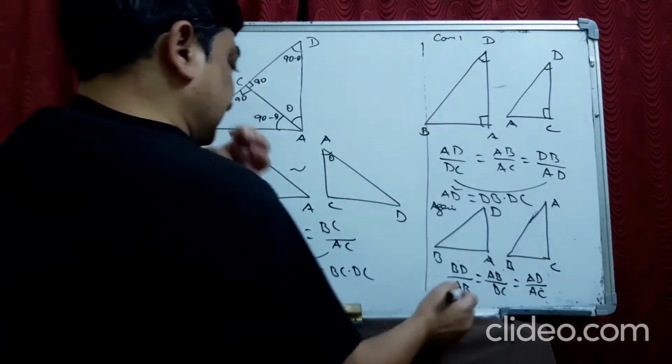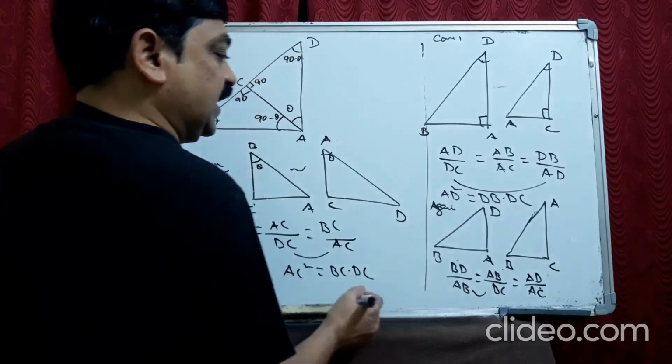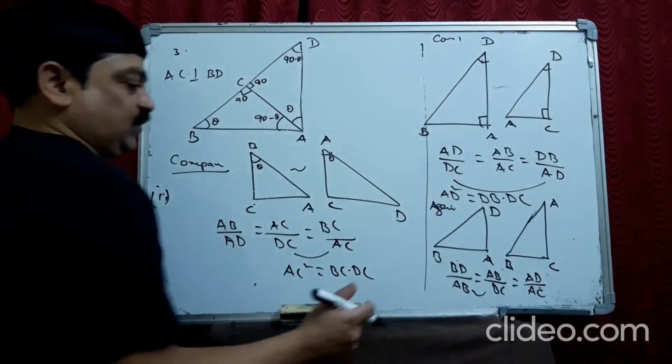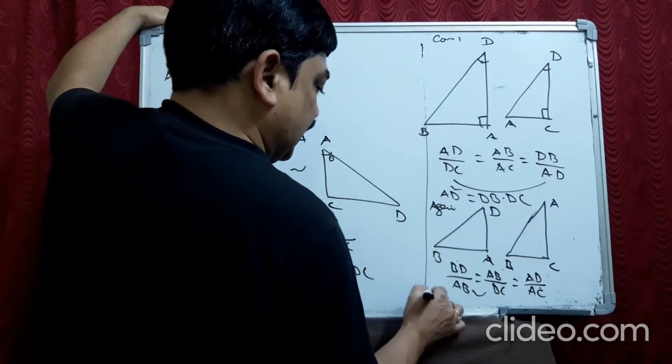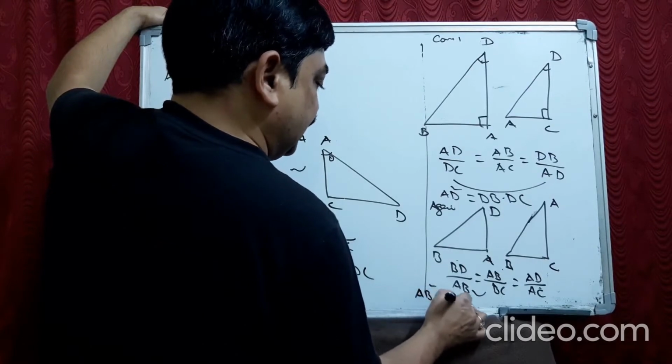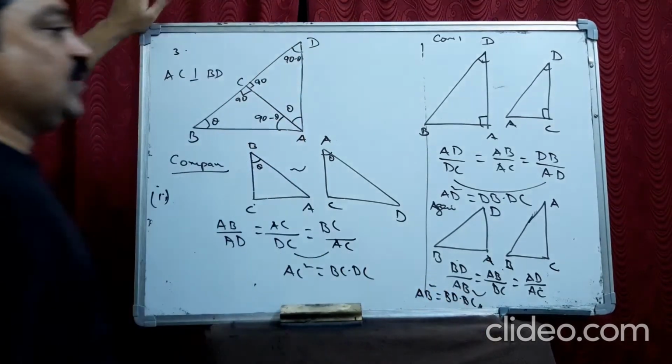Now, if I take these two, what happens? AB square is equal to, yes, it is the first one, AB square is equal to BD into BC. Like that, you can compare.